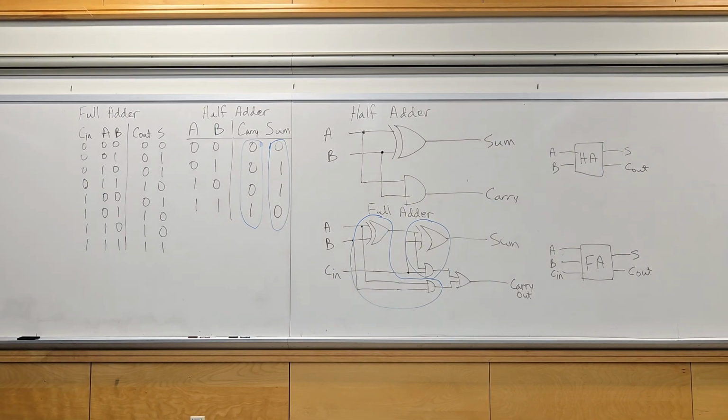Now, I'm going to stop here because the next step is to make what's called a ripple adder, which can also be used for subtraction as well. So that's a little bit more involved. I don't think we have time to get into all that today.